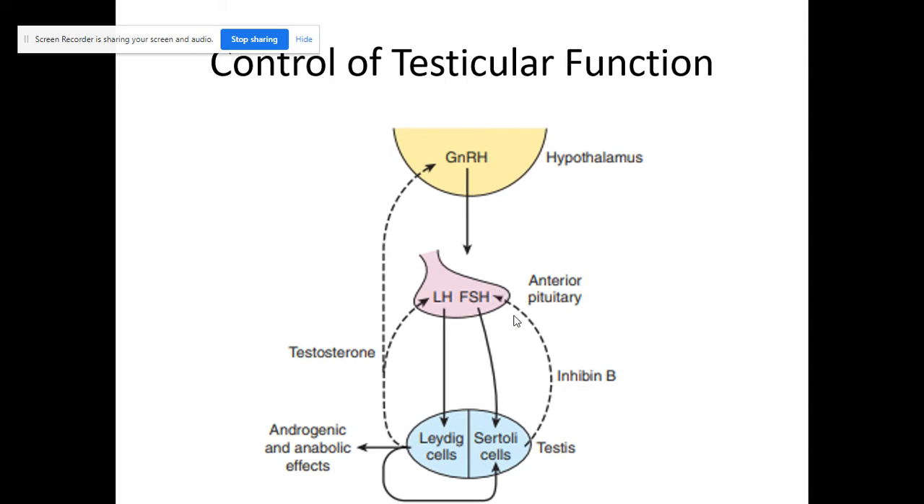So the solid arrows indicate the excitatory effect, whereas the dash arrow indicate the inhibitory effect. Don't forget that, ha? Since the solid arrow shows the excitatory. The ones that inhibit the secretion of hormones going to the hypothalamus and vice versa are those inhibitory effects. Okay.